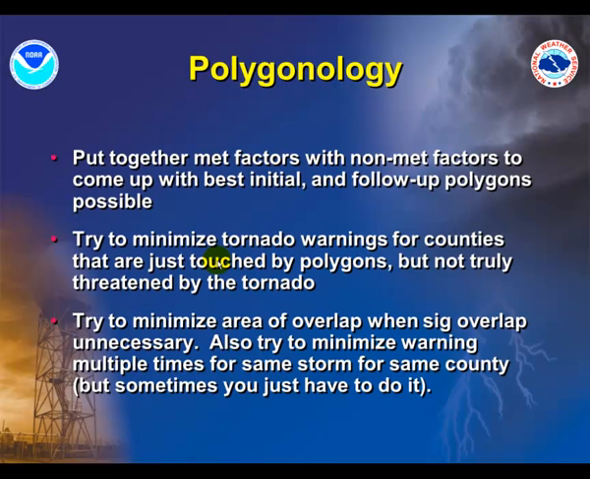So the wrap-up now. Polygonology. We put together the meteorological factors and the non-meteorological factors to come up with the best initial and follow-up polygons possible. We try to minimize tornado warnings for counties that are just touched by polygons but not truly threatened by the tornado. And we try to minimize the area overlap when significant overlap is unnecessary. Why warn the same area twice if you don't need to? Also try to minimize warning multiple times for the same storm for the same county.